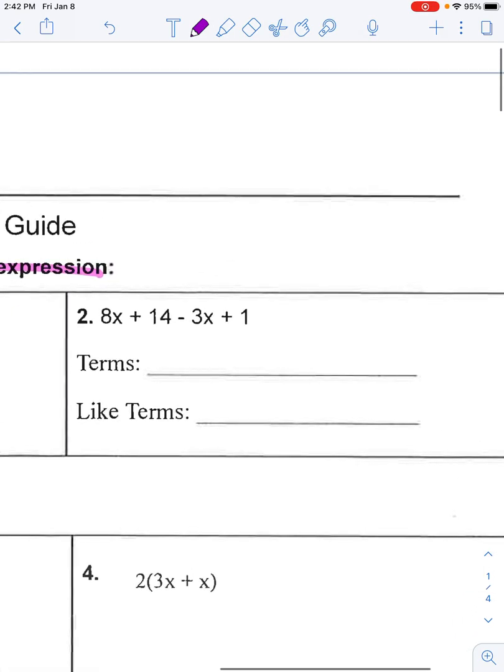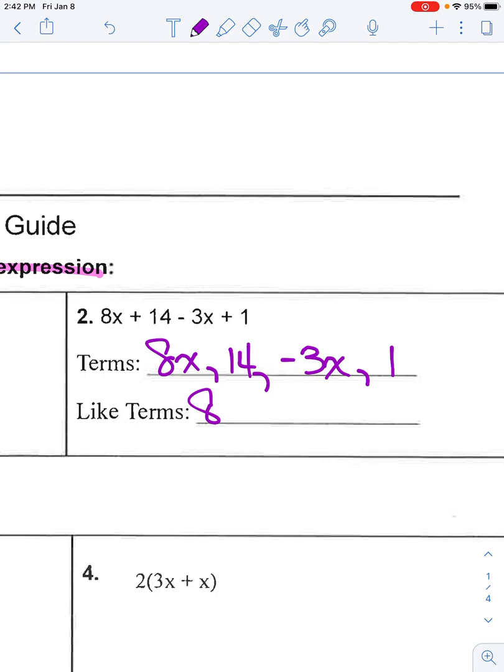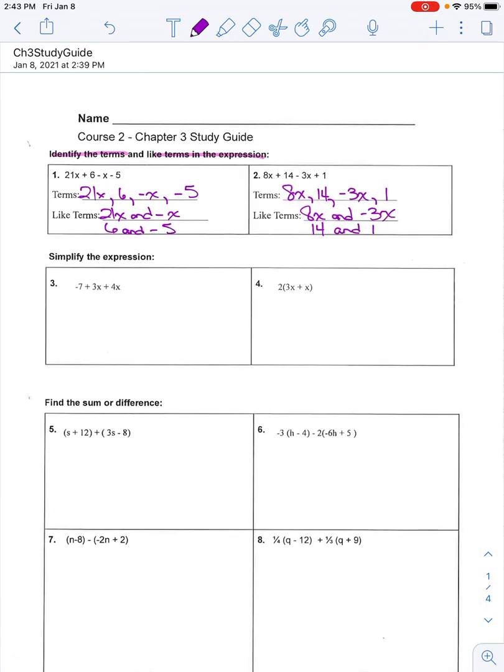Number 2, the terms would be 8x, 14, negative 3x, make sure you have a negative there, and 1. Like terms, what could we combine? 8x and negative 3x, and then 14 and 1.